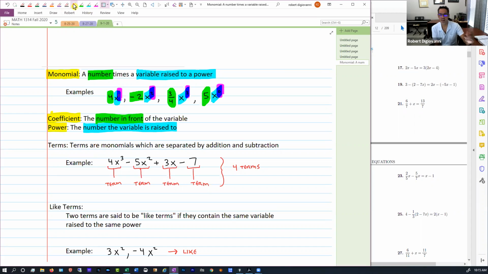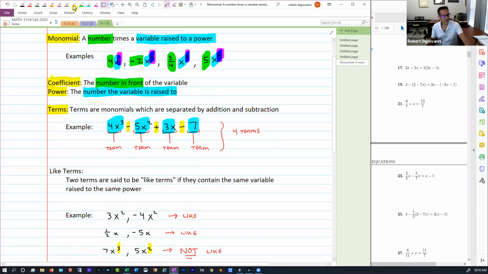Okay, let's move on to the next definition, and that is what we call a term. When you have a mathematical expression where you have subtraction and addition separating things, then each of these things that are separated by the addition or subtraction are called terms. In this particular expression, we would have 4 terms. Do you notice that everything in blue there, each one of those is a monomial, right? They're all monomials, and they're just split up by addition and subtraction. So each one we refer to as a term. Still good?